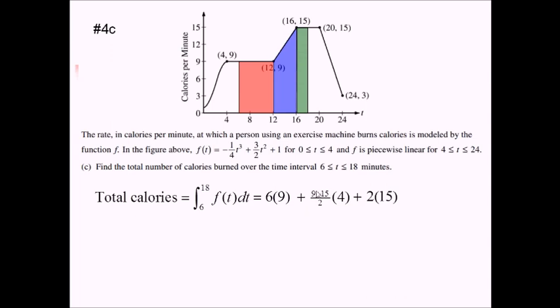But if you just can't leave well enough alone and need to simplify this, let's do that. 6 times 9 is 54. And then let's see, 9 plus 15 over 2, that's the average of 9 and 15. That's 12 times 4 is 48. 2 times 15 is 30. Adding these together, this is 90 plus 12. That's 102 plus 30 is 132 calories. I think I'd burn some calories just adding those together.